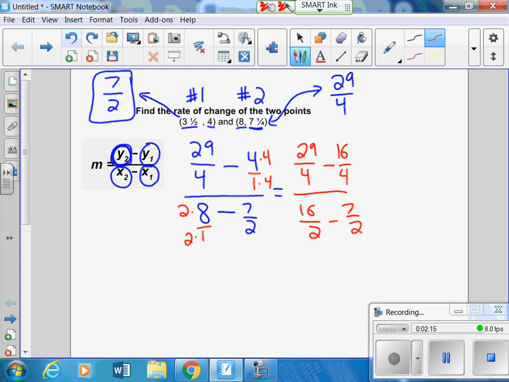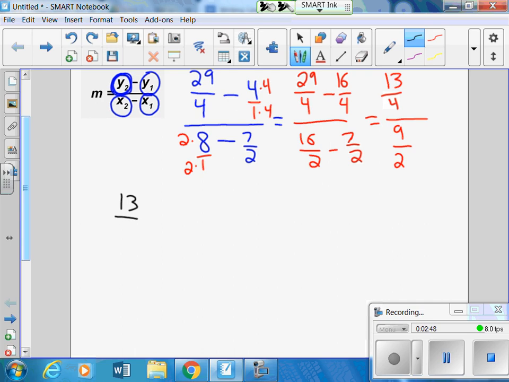Okay, so now we can actually simplify the top. 29 over 4 minus 16 over 4 is 13 over 4. And all that is over 16 over 2 minus 7 over 2 is 9 over 2. Now from here, I'm going to look at it like I'm taking this fraction and I am dividing by this fraction. I mean, that's really what we're doing. So I'm going to rewrite it as 13 over 4 divided by 9 over 2.